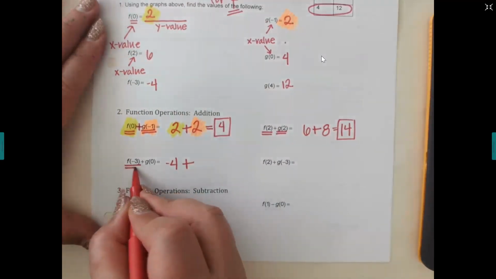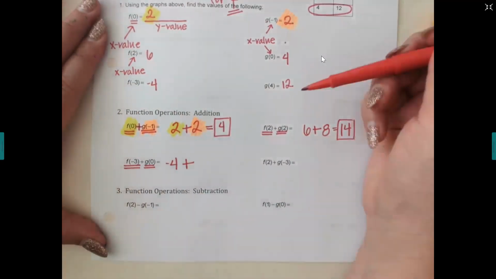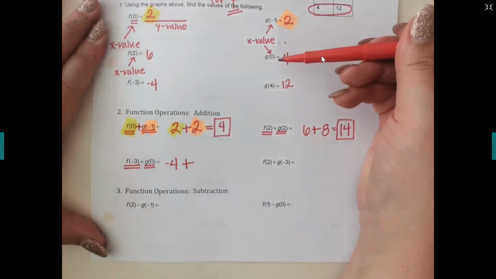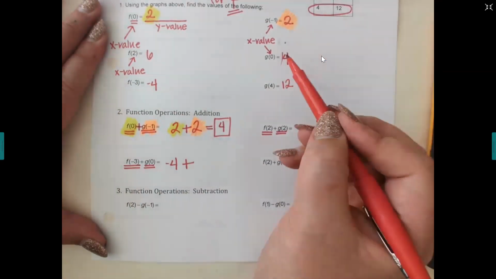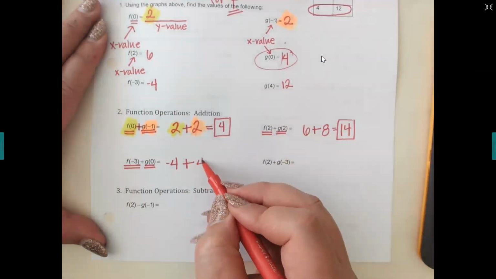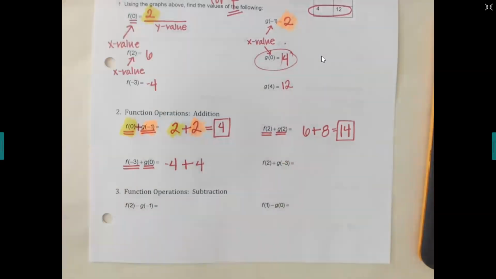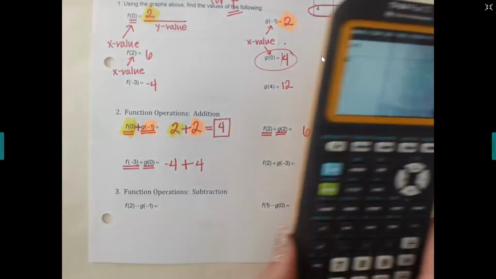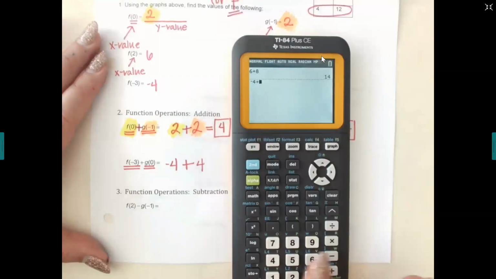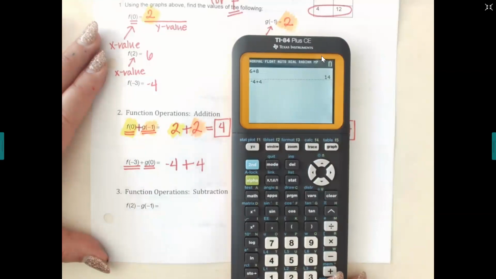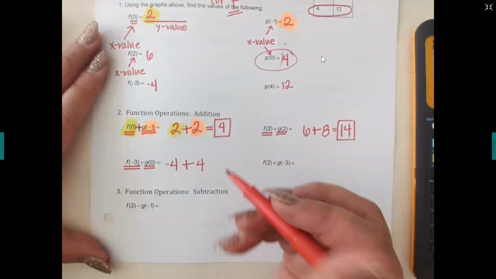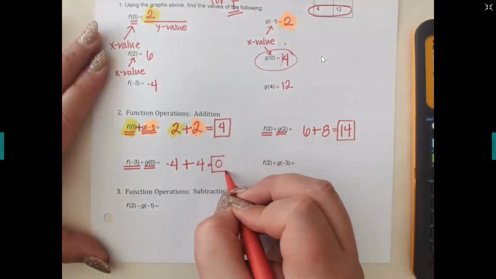Next, I want g of 0. So then I look over here. Did I already find g of 0? Okay, g of 0 was 4. And then in your calculator, put it in. What's -4 plus 4? -4 plus 4. Well, it's going to be 0. Very good. Okay.